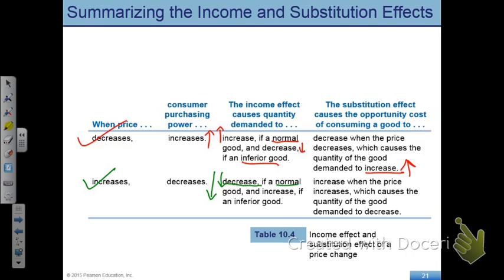But on the other hand, if your good is an inferior good, you are going to buy more of that good. This is amazing, right? When we see an increase in the price of a good, our income effect tells us to buy more of that good. How can that even be possible?